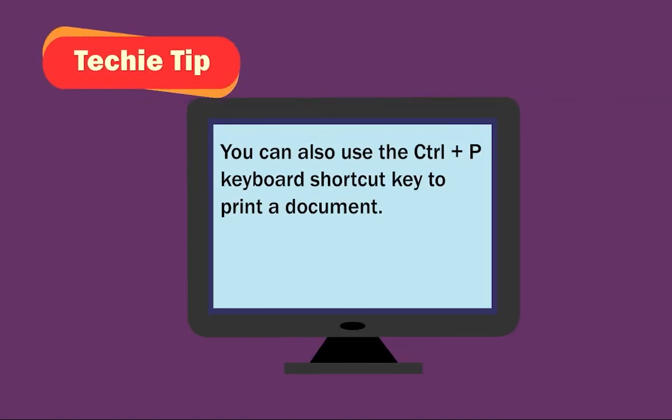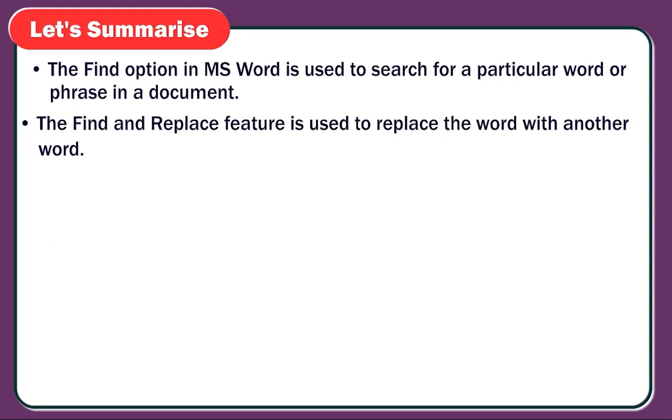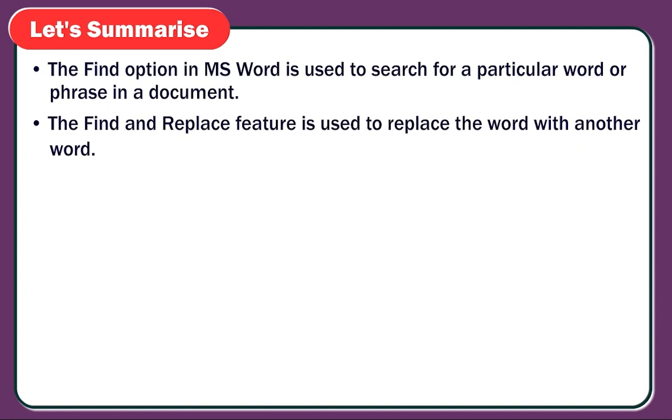Techie tip. You can also use the Ctrl+P keyboard shortcut key to print a document. Let's summarize. The Find option in MS Word is used to search for a particular word or phrase in a document. The Find and Replace feature is used to replace a word with another word.